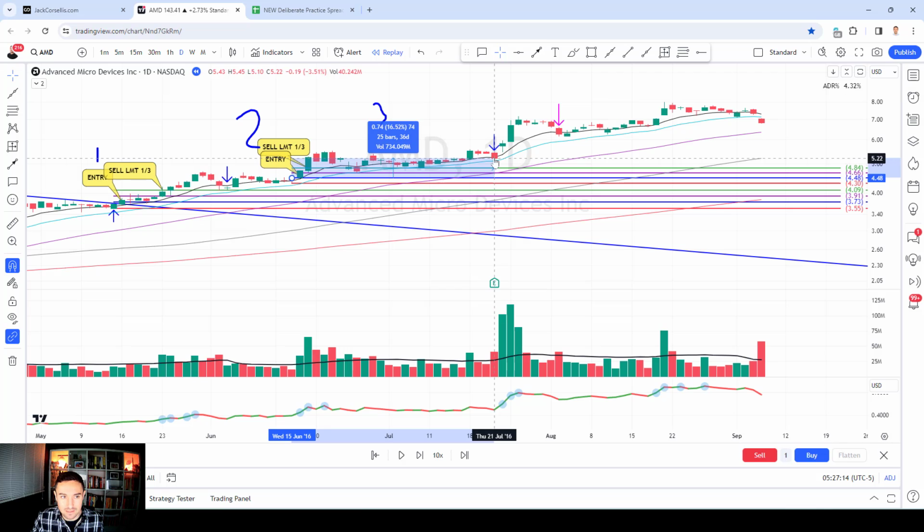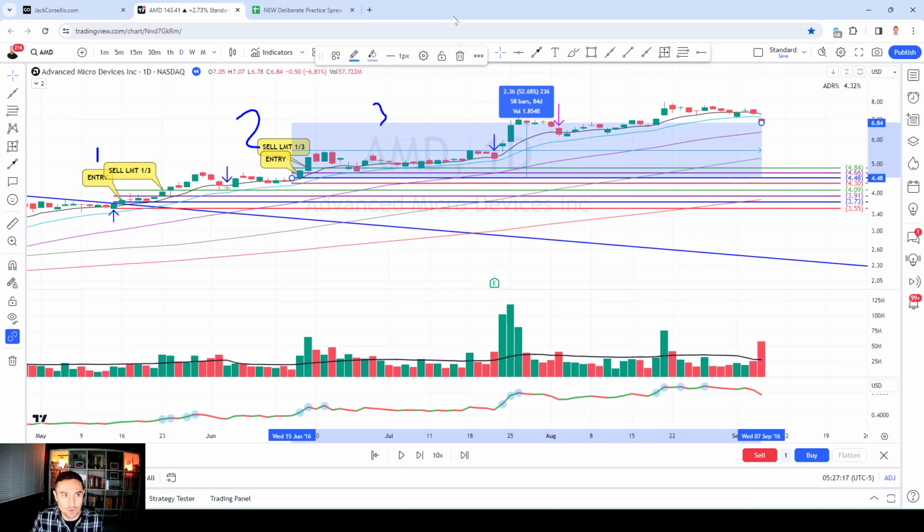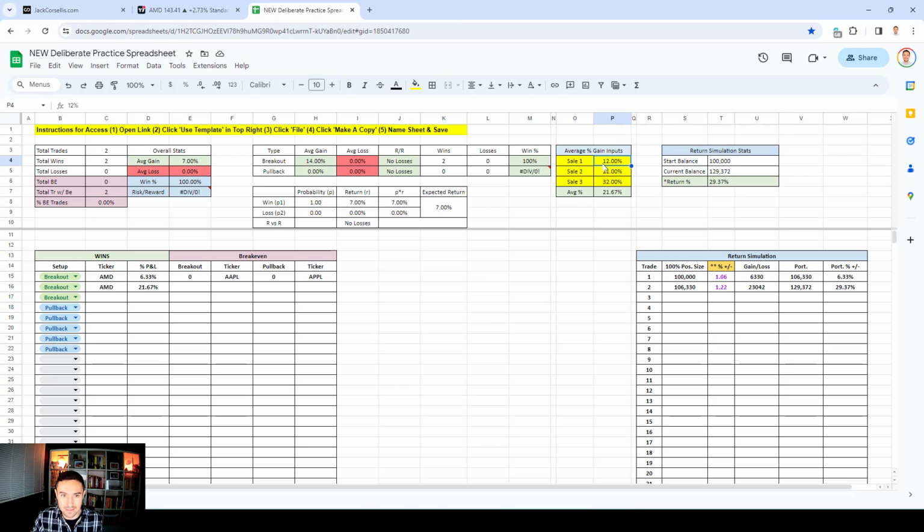So we've got 8, we've got 16, and then we've got 52. So what we do here is we go 8, 16, 52 like that. That gives us an average gain of 25.33%. So we go AMD, and then we go 25.33% like that.